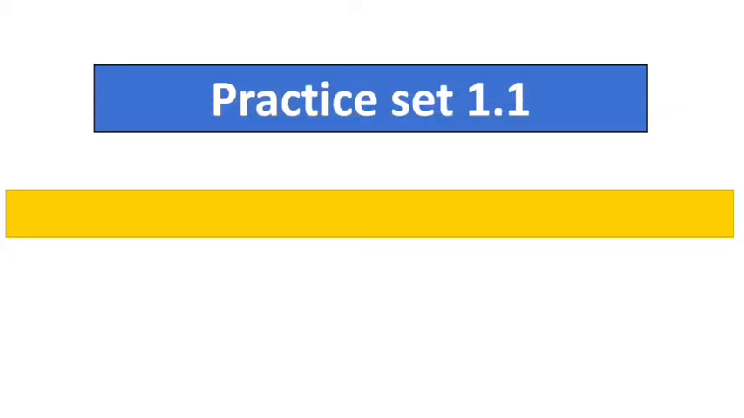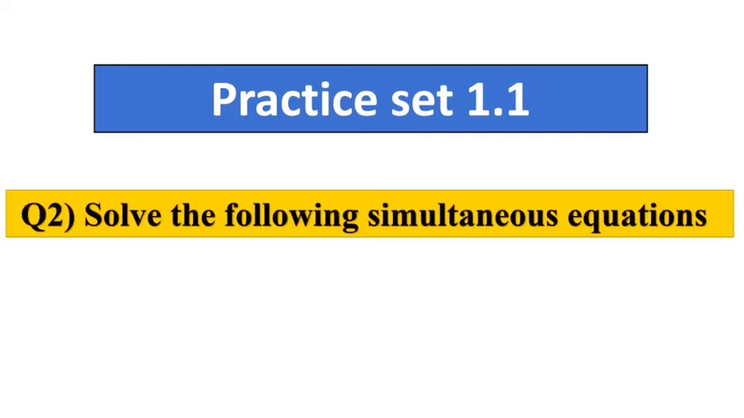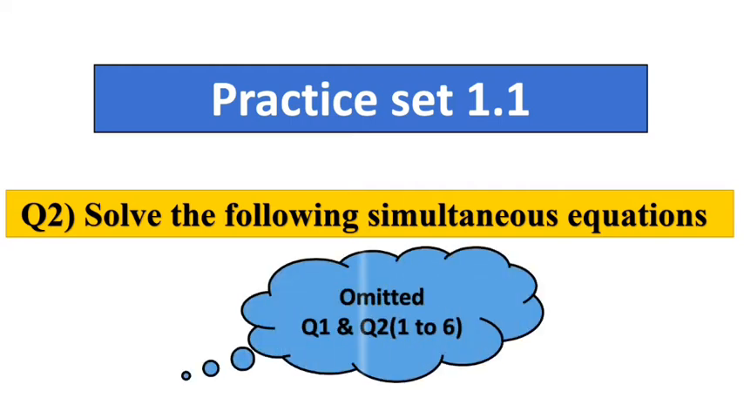Now children, let's start practice set number 1.1. As per the reduction in 2020-21, question number 1 is omitted, and from question number 2, questions 1 to 6 are omitted. So here we are going to solve the 7th and 8th. If any reduction comes, or changes come in the exercise, we will upload the video for you.